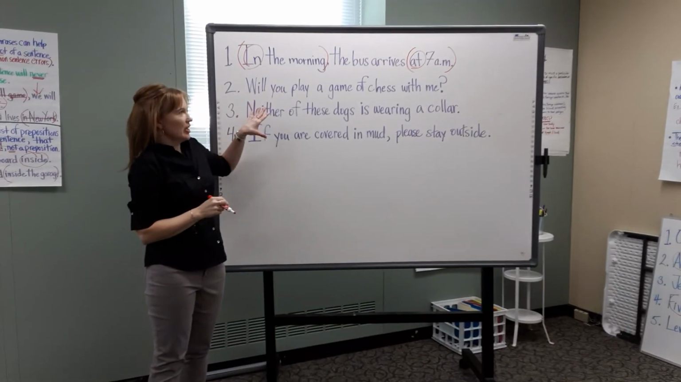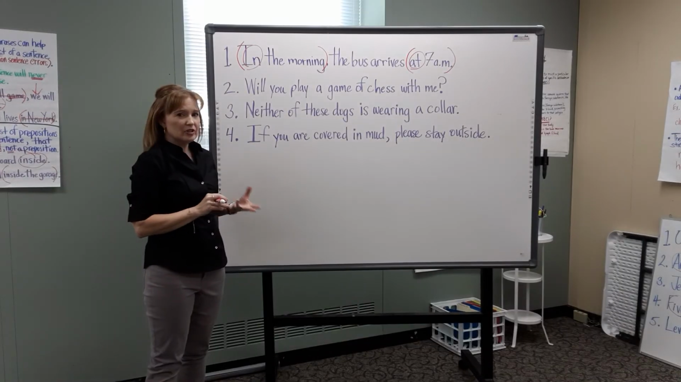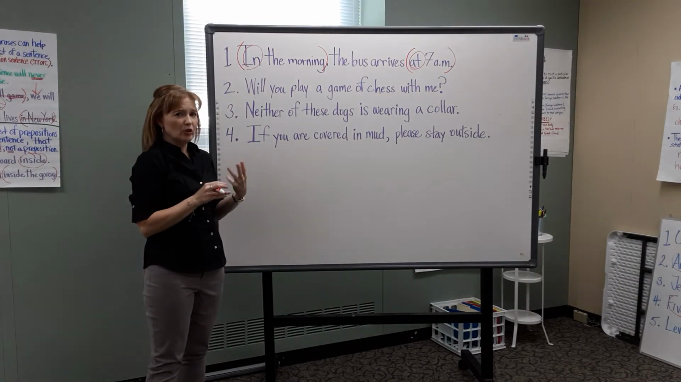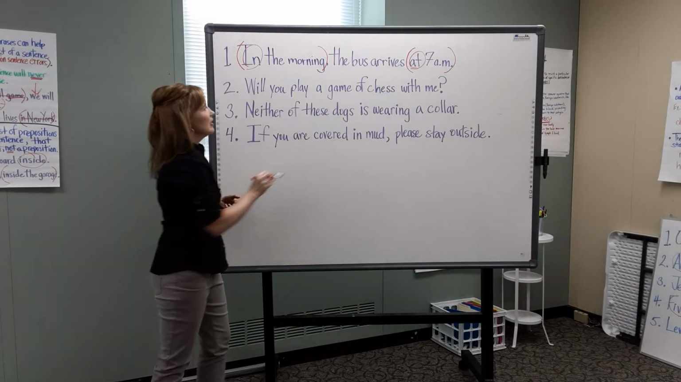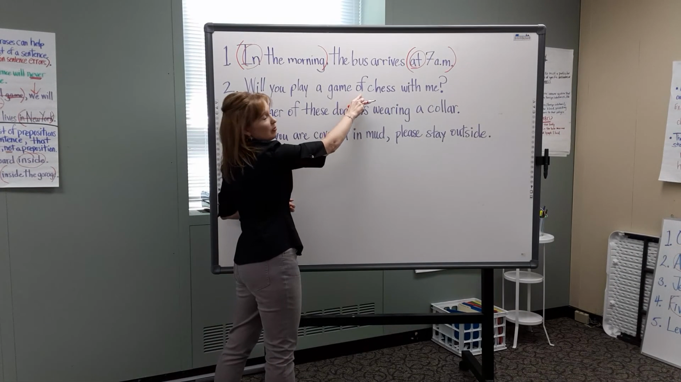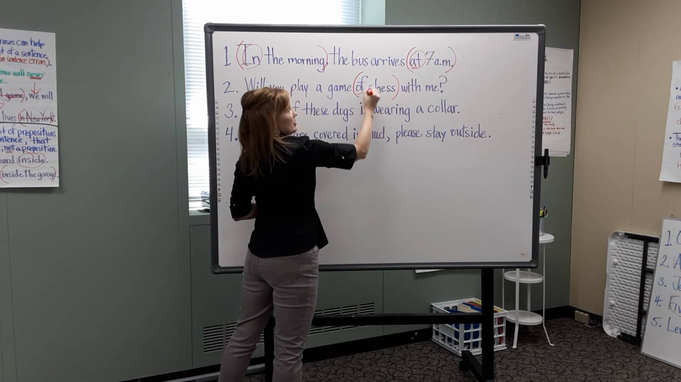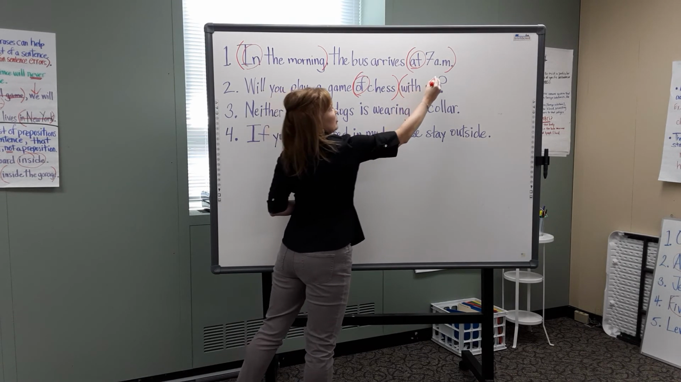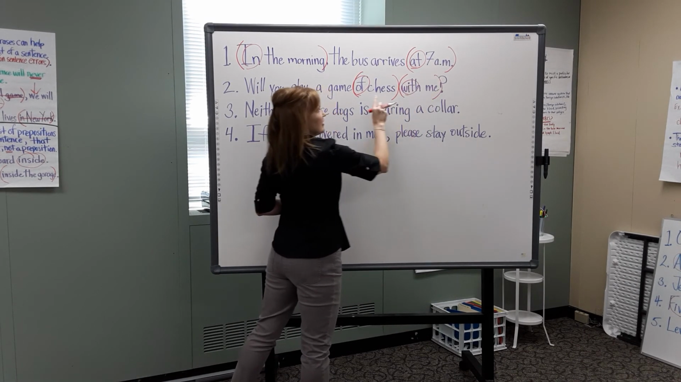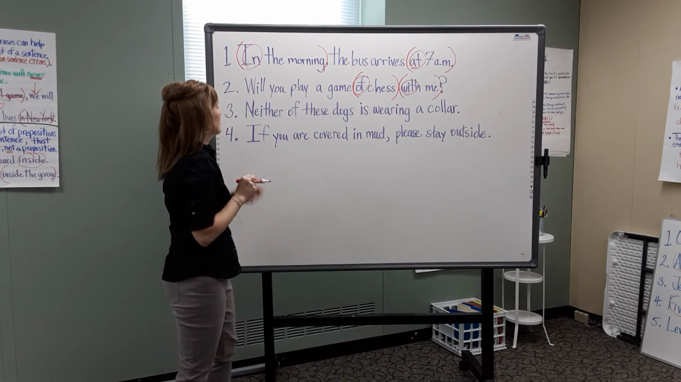Will you play a game of chess with me? Okay. Here we don't have time or location. We have that little extra information, and we have the most common prepositions. Of is one of the dozen most common. Of what? Of chess. There's your prepositional phrase. And then we have with, one of the top 12, with me. Okay, so this sentence ends with 2 back-to-back prepositional phrases.